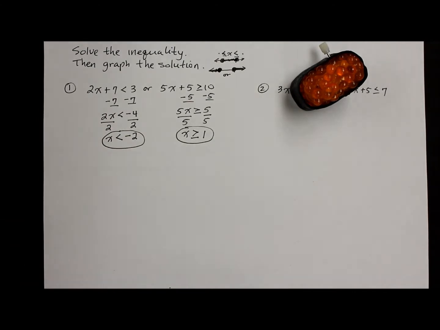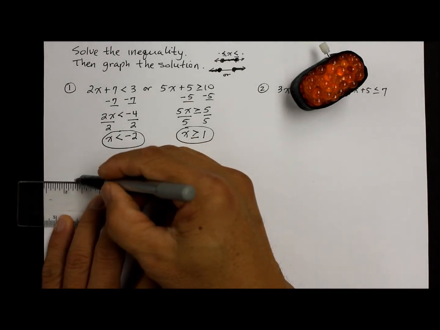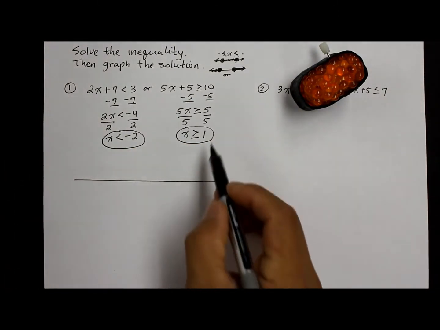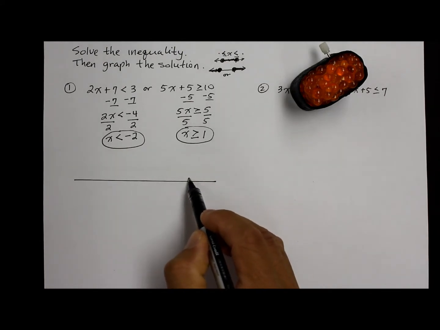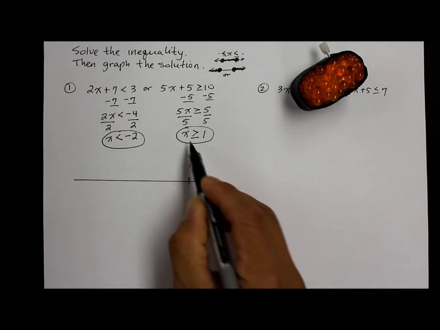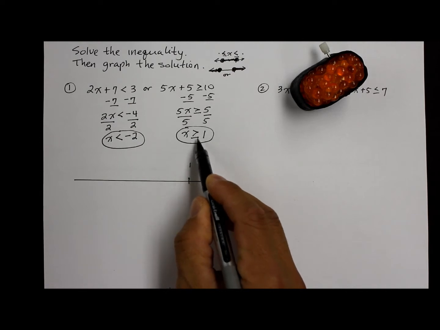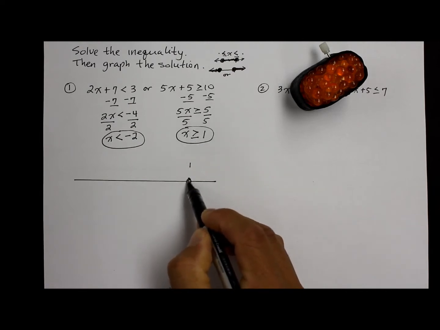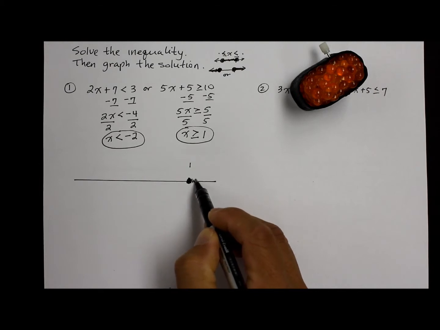So let's draw the number line. The bigger number is 1, so that goes on the right side of the number line. And this is going to be x is greater than or equal to 1. And greater than means to shade it to the right.